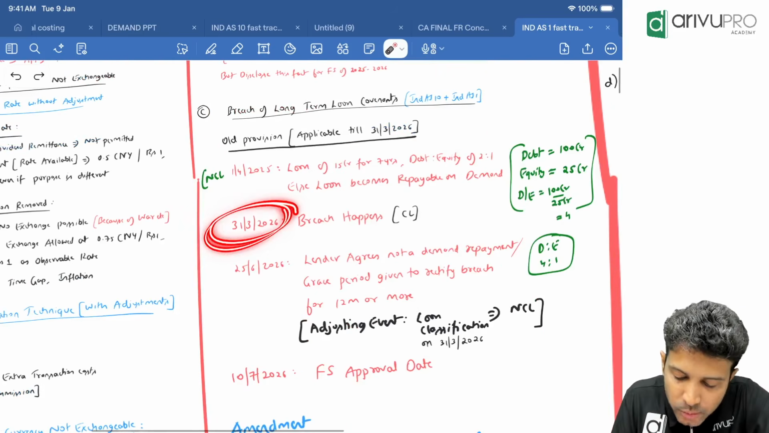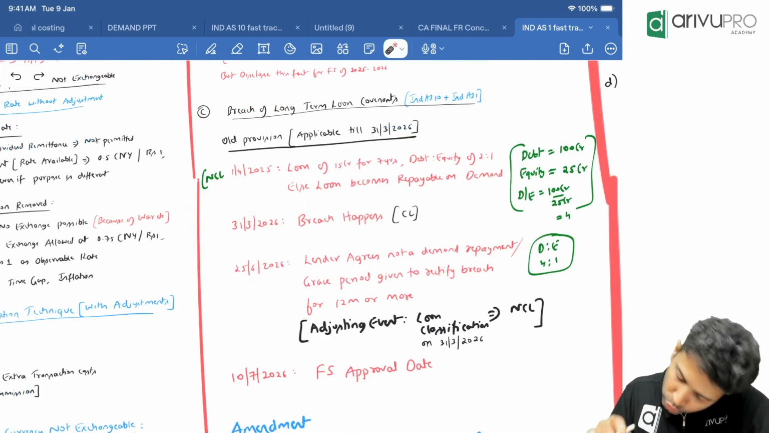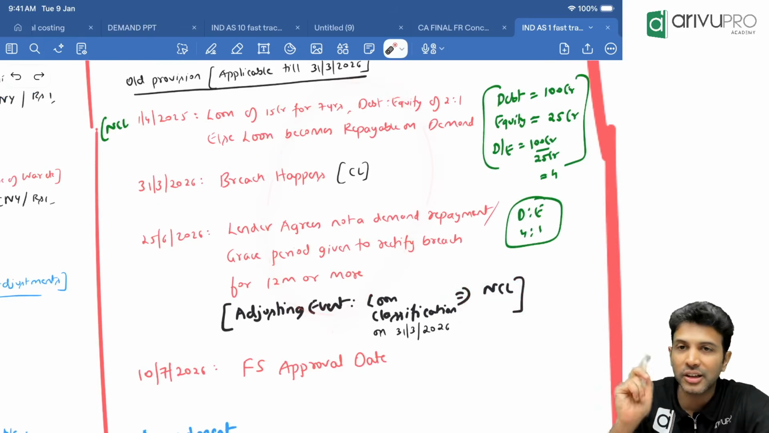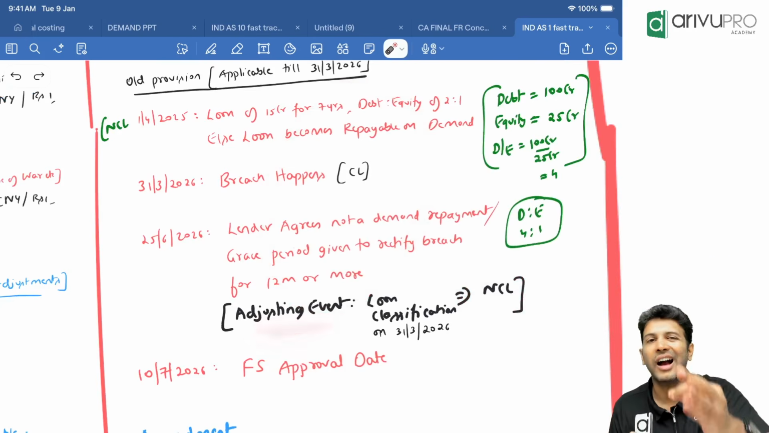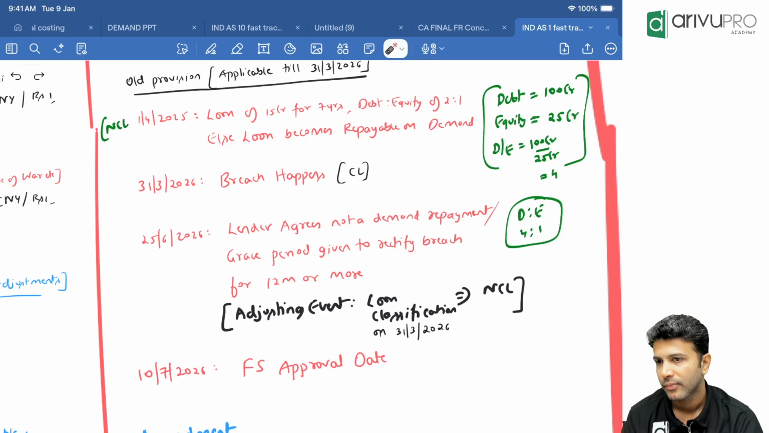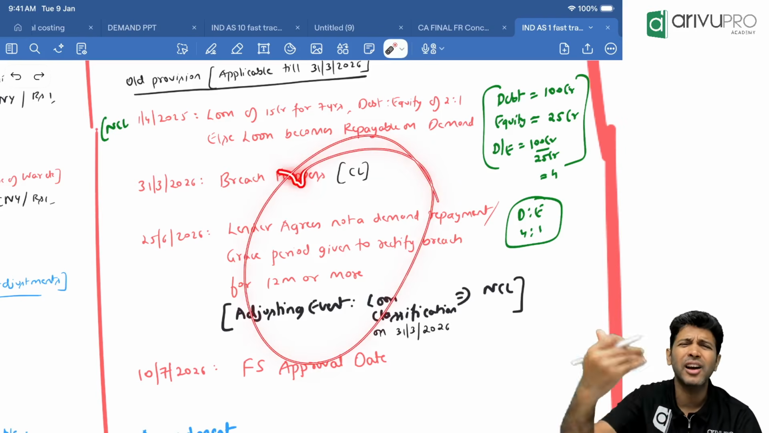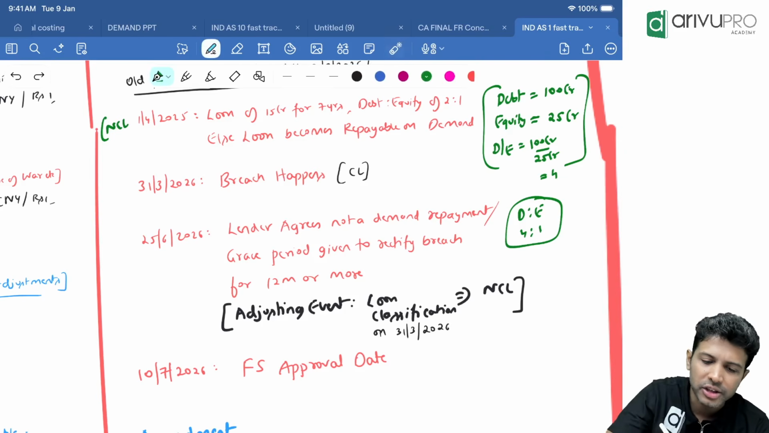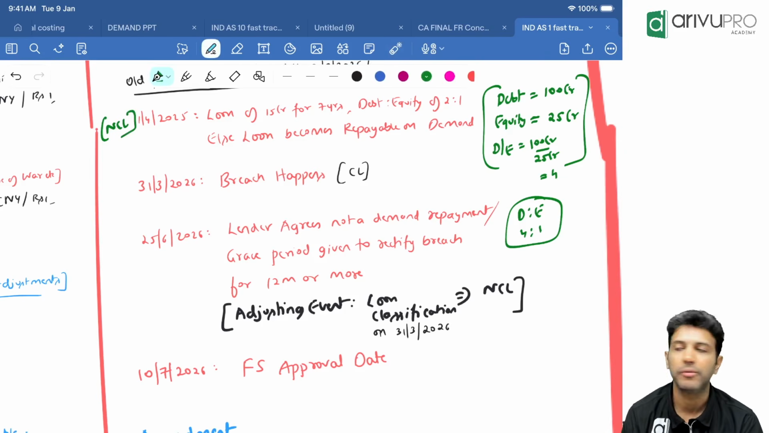On 31st March 2026, when you prepared the balance sheet, you used to still show this loan as what? Non-current liability only, if this has happened. Because the treatment was that you used to treat this as an adjusting event. Fine. Now they use substance over legal form. In reality, is the bank asking for the money or did they not ask? Hence they told you to continue with your original classification of non-current liability.